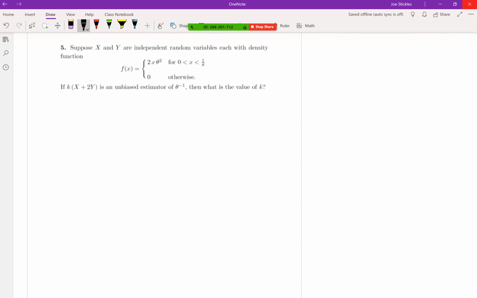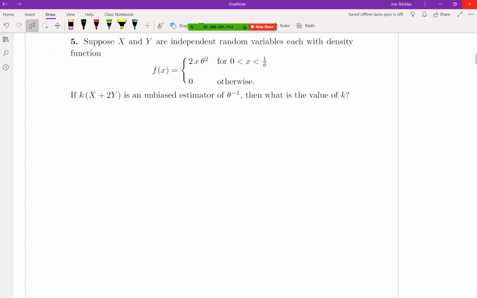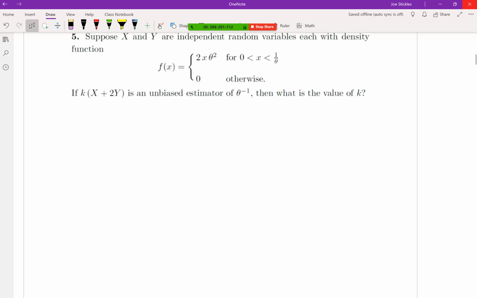Okay, let's see if we can find another unbiased estimator here. This one asks us: we have independent random variables X and Y, and they want us to find an unbiased estimator for theta to the negative 1. Then it asks us what the value of k has to be. X and Y are both distributed the same way.